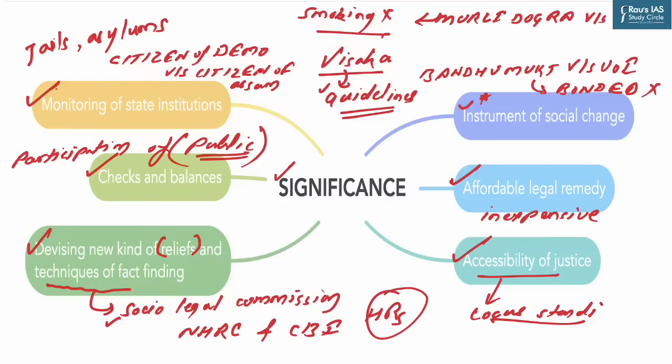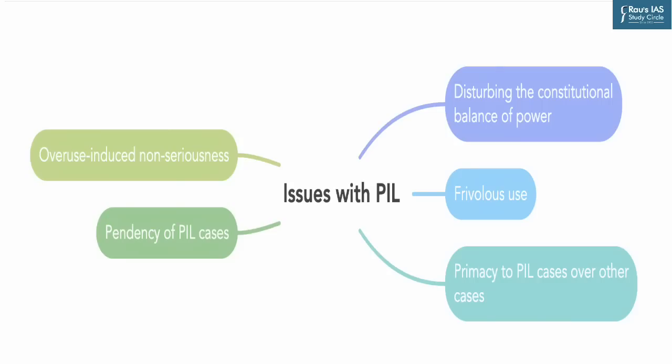So having discussed the significance, let us quickly look into the issues with PIL. Now, first is that it disturbs the constitutional balance of power. Although the Indian Constitution does not follow any strict separation of powers, it still embodies the doctrine of checks and balances, which even the judiciary should respect.